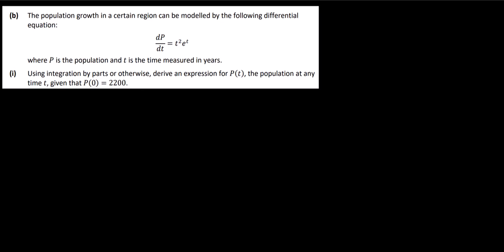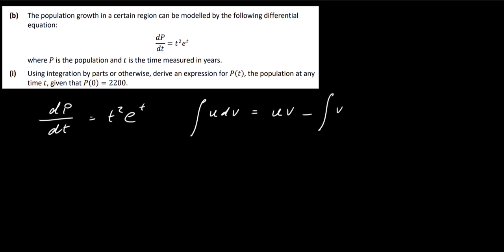So let's start anyway. We have dP/dt is equal to t squared e to the power of t. So I'm going to do this by parts. And integration by parts, by the way, is the integral of u dv is equal to uv minus the integral of v du. So we need to use the ILATE rule first. I is inverse, L is log, A is algebra, T is trig, and E is exponential functions. So we have algebra here and we have our exponential function here. So it's in the right order already.